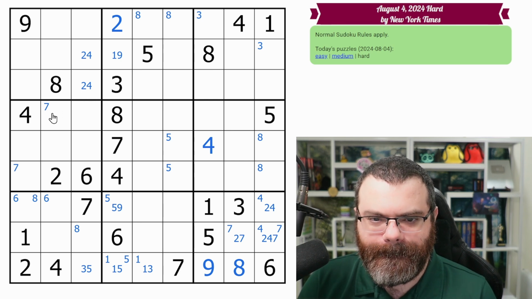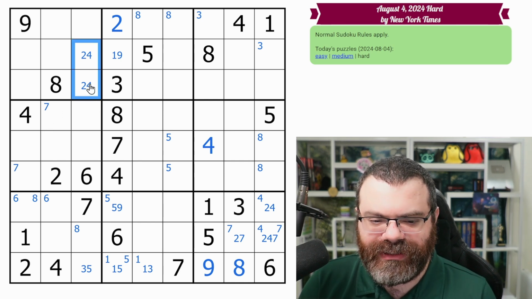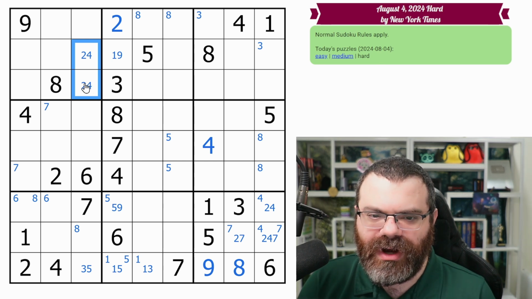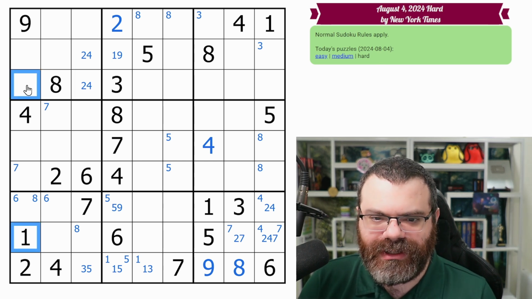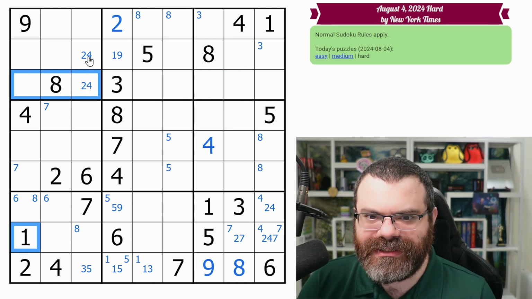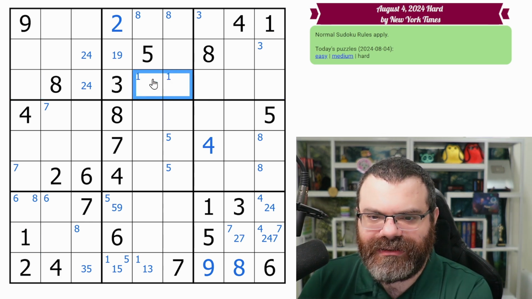So what does that do for me? These can't be other digits that normally they could be. That helps the 1, right? Because this cell can't be 1. I'm looking at the row. And this cell can't be 1 anymore because of the hidden 2, 4 pair. And we have this 1 here. So in the row, 1 is in one of these 2 cells.